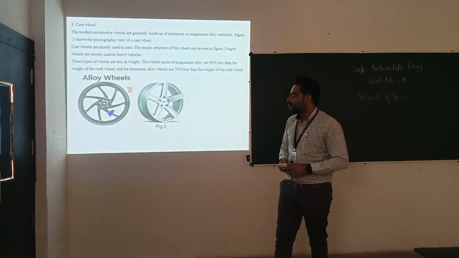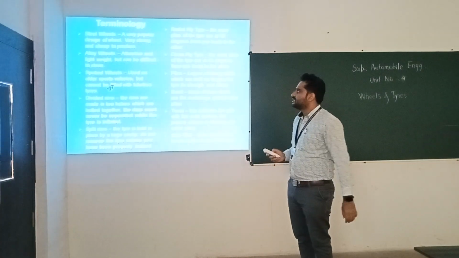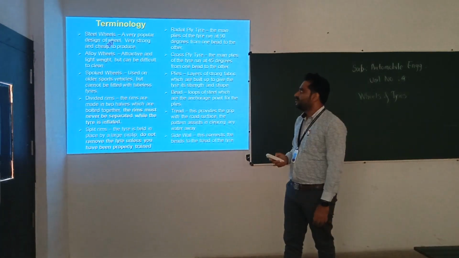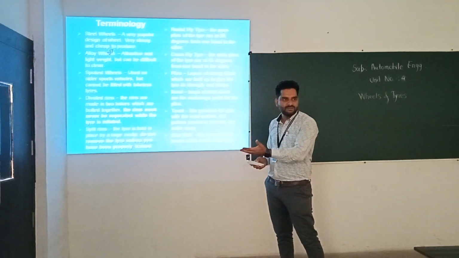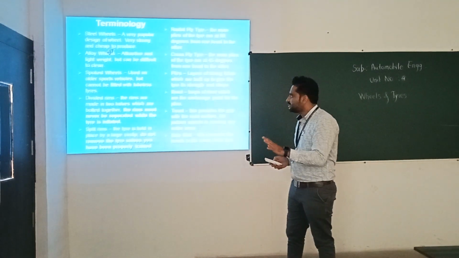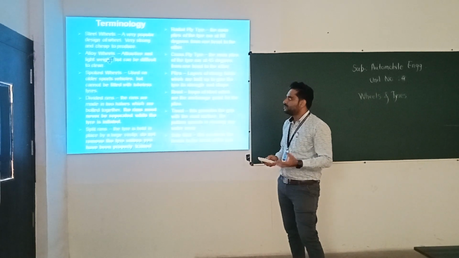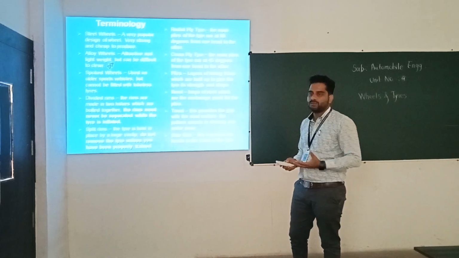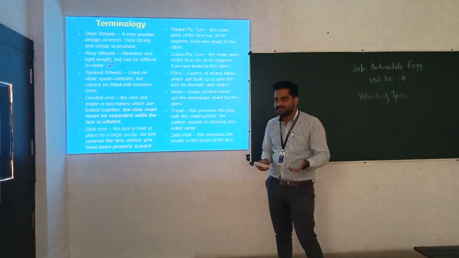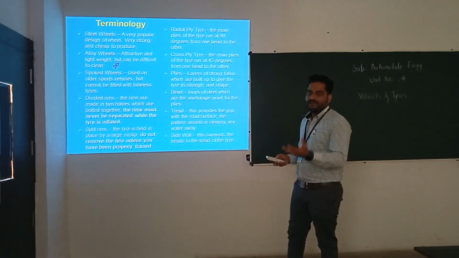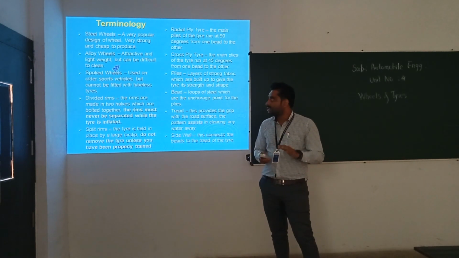Okay. So next point. What are the terminologies that can be used for wheels? Steel wheel: a very popular design of wheel, very strong and cheap to produce. As we have seen in the first type of wheel, steel wheels are a very strong design, very popular and very cheap. Alloy wheels: attractive and lighter in weight, but can be difficult to clean. Alloy wheels are very attractive, have advanced designs and are much lighter than steel wheels, but they are very difficult to clean.